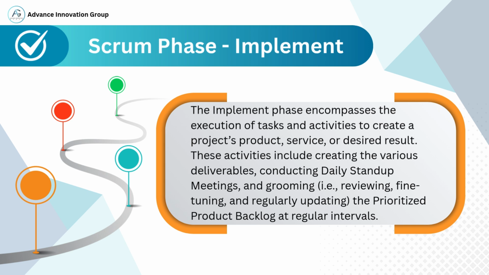1. Creating deliverables. This involves building what was planned during earlier phases. 2. Daily stand-up meetings. These help the team stay aligned, track progress, and remove any roadblocks. 3. Grooming the prioritized product backlog. That means continuously reviewing, refining, and updating the backlog based on team feedback and project progress. In short, this phase turns planning into actual output.